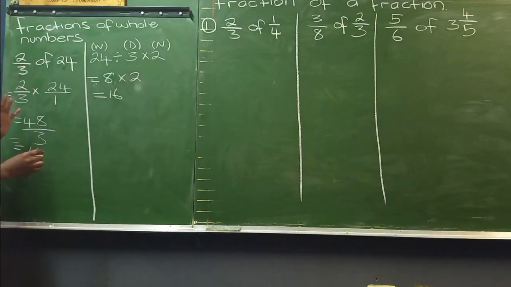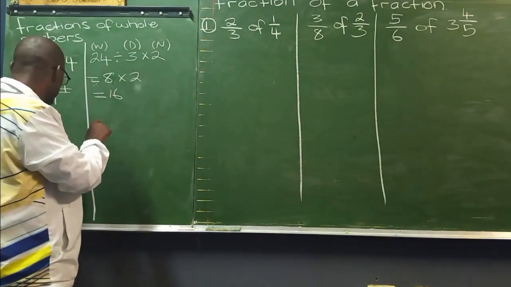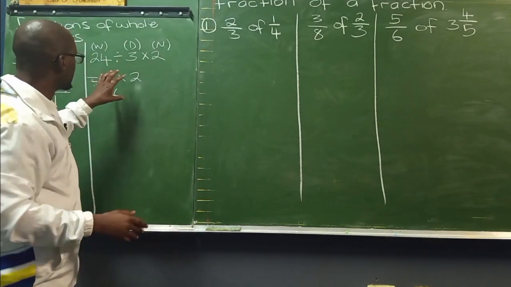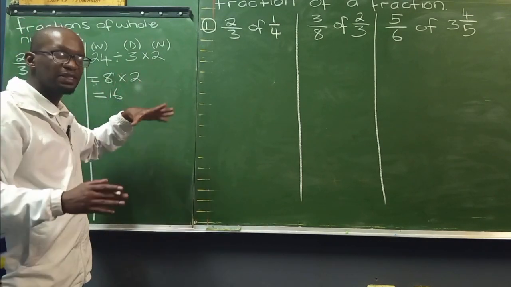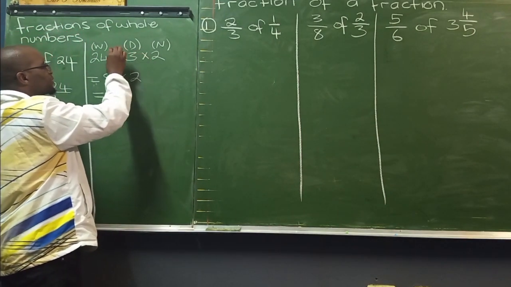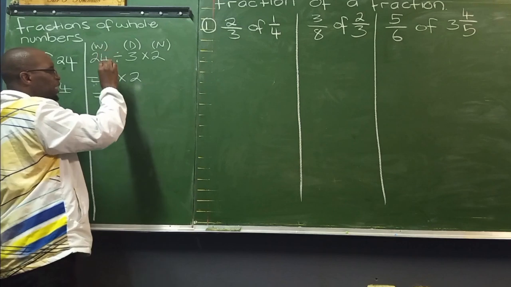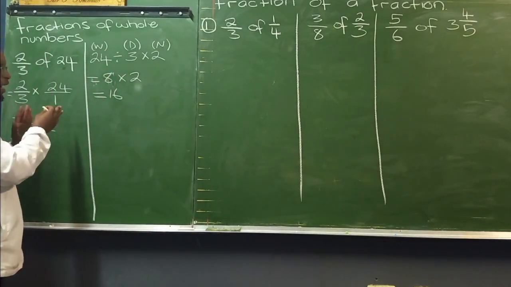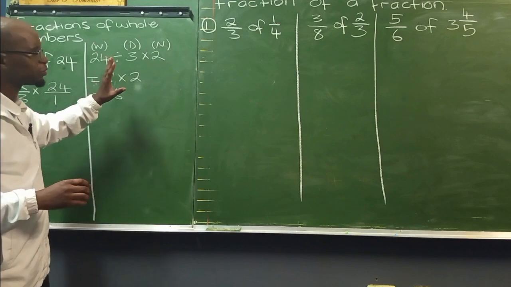So as you can see, both methods will lead us to the correct answer, and you may use any method you like. Most of the time I prefer this one, as it is much quicker, unless my denominator cannot divide into my whole number without leaving a remainder, then I opt for this one. Otherwise, I use this method over here.